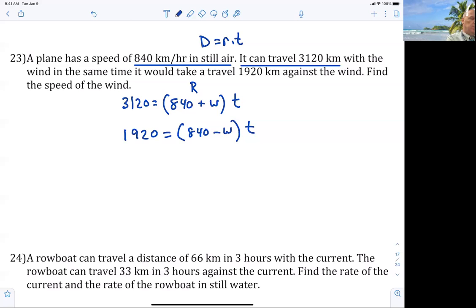And so now it's just add those up. So you get 1680t is equal to, what is that? 5,040. And then if you divide that out, is that 3? Then because we know t is 3, I can just come over here and put a 3 in. So that'd be 3,120 equals 840 times 3 plus w. So the wind was traveling at a whopping 200 kilometers per hour.